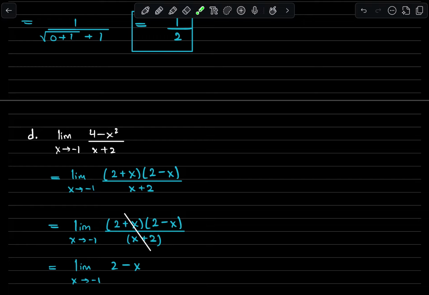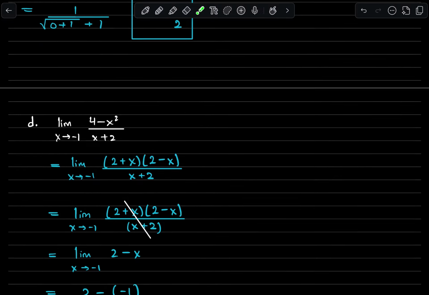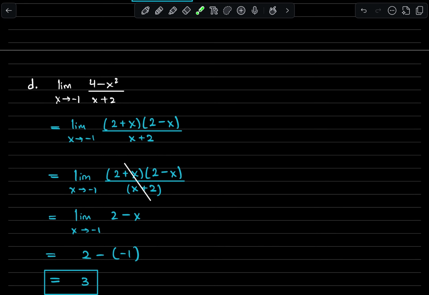Our denominator is gone. And we're left with the limit as x approaches -1 of 2 minus x. And you can throw that into there, and you're going to get 3.